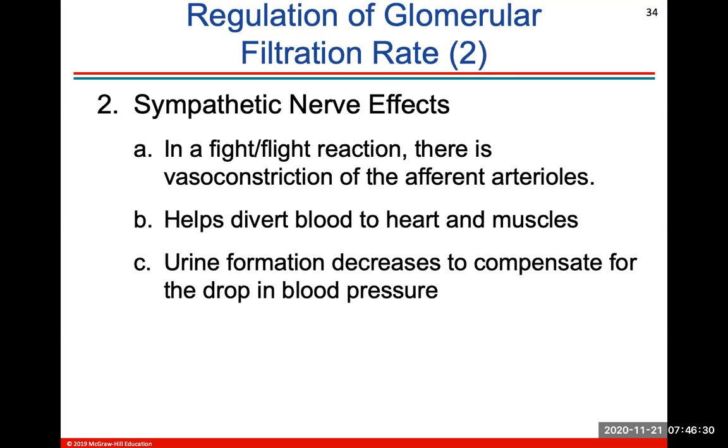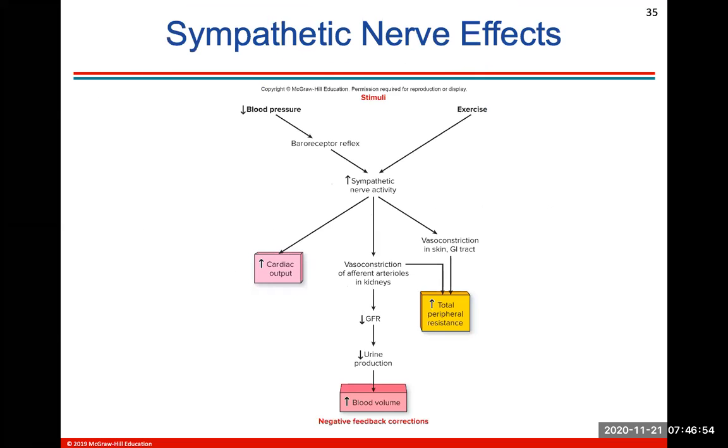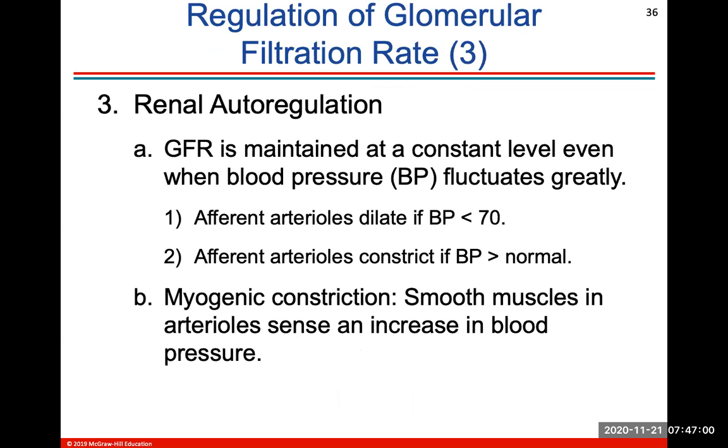Sympathetic nerve effects in the fight or flight response, there will be vasoconstriction of the afferent arterioles. So in a very stressful emergency situation, your sympathetic nervous system kicks into gear to try to divert blood away from your kidneys to your heart and muscles where it's needed. Urine formation will decrease to compensate for the drop in blood pressure. So again, sympathetic nerve effects will decrease the amount of blood getting to the kidneys.